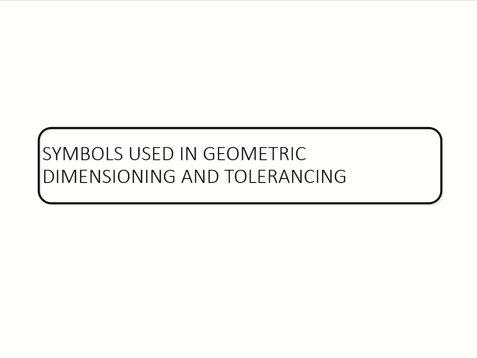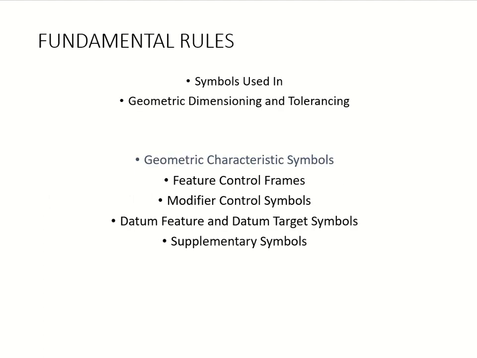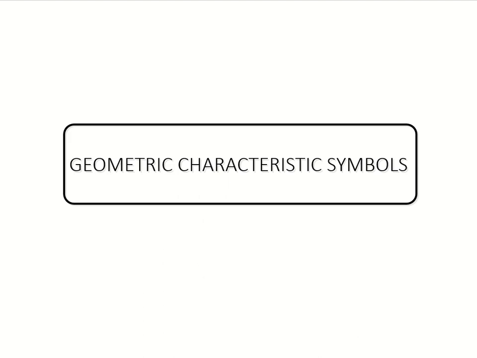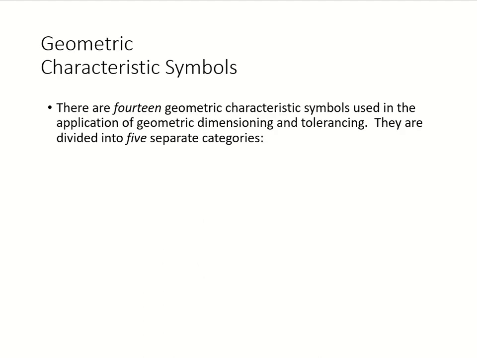All right, let's get into symbols. This is on your third handout. I'm combining the lecture, all of it, because it's short. Okay, symbols. This is just kind of a content list for you. In this order we will cover: first, the geometric characteristic symbols. There are 14 of them, and we are going to take a look at them.